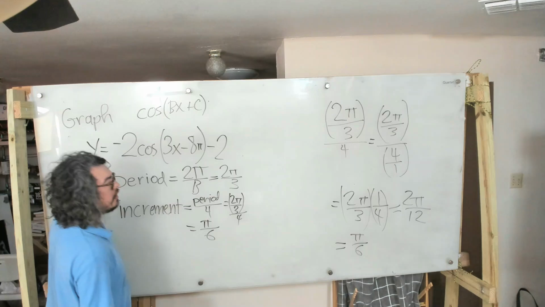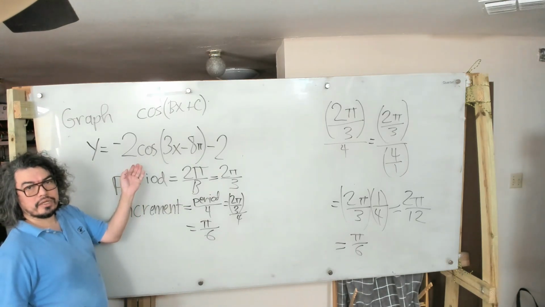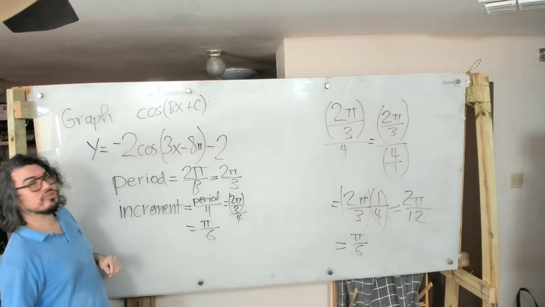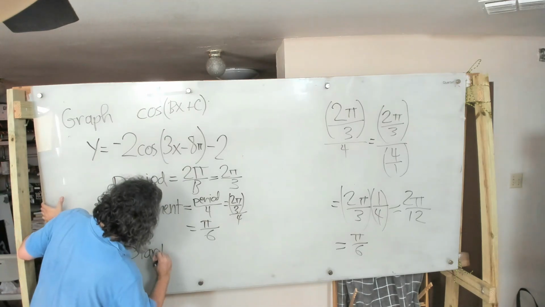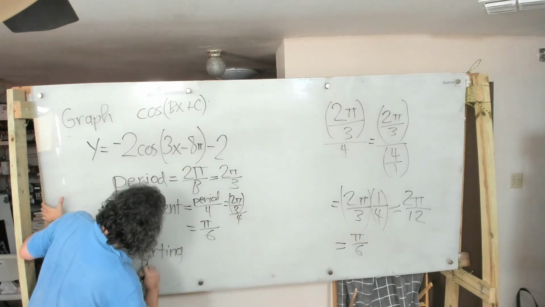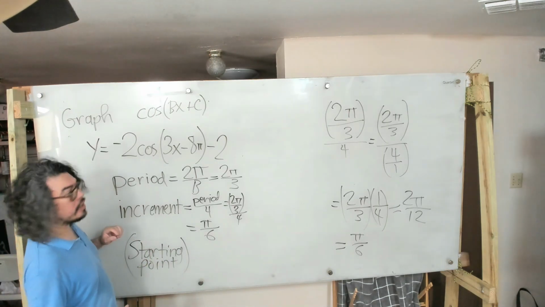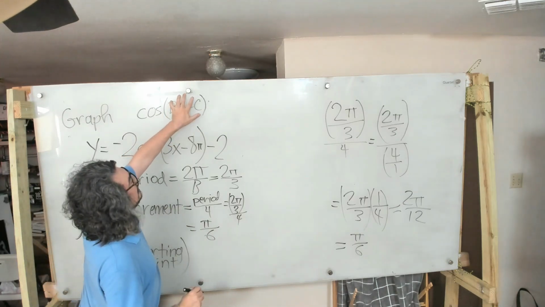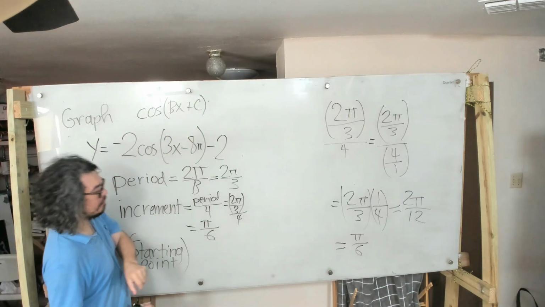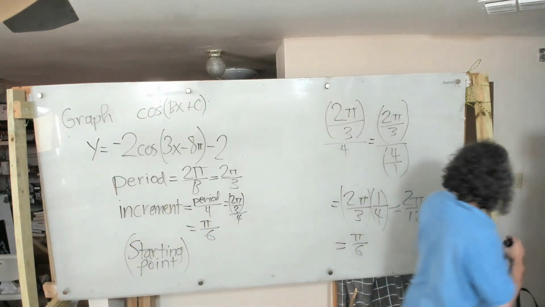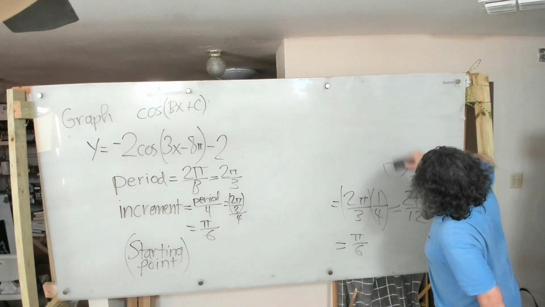And now the final thing we need to do to be able to graph this trigonometric function is to find our starting point. Our starting point is going to be given by setting the inside of the cosine expression equal to 0. In this case, 3x minus 8 pi. So let's erase this and let's find out what the starting point is.